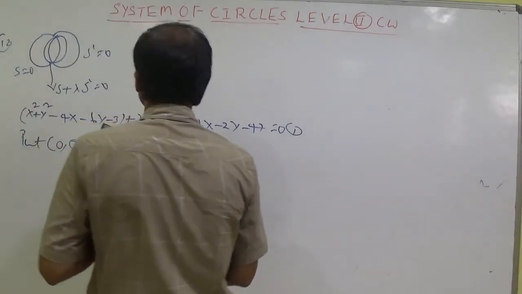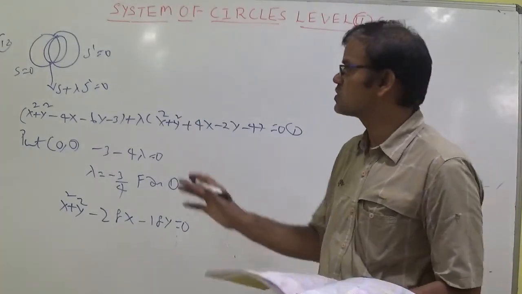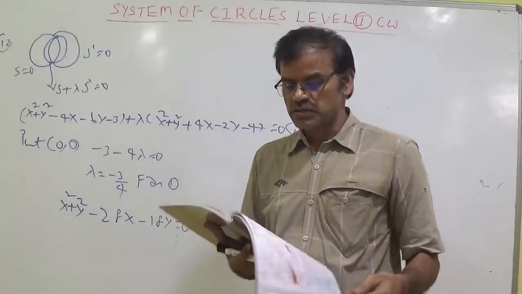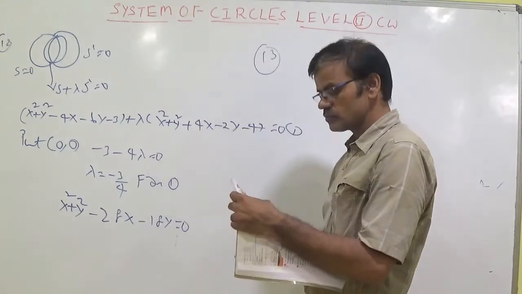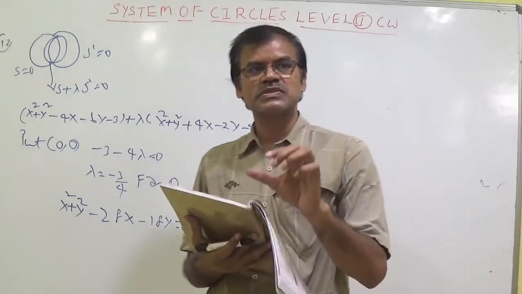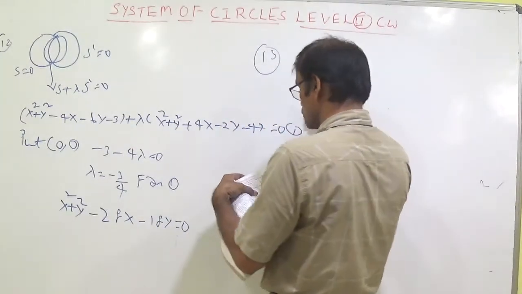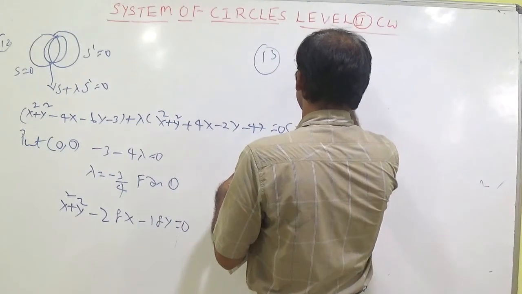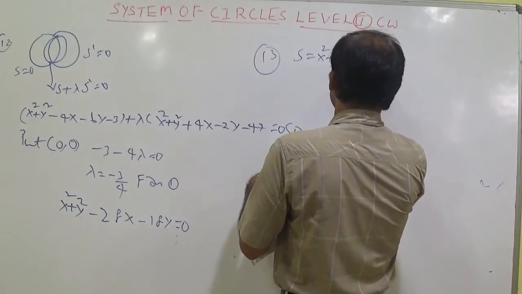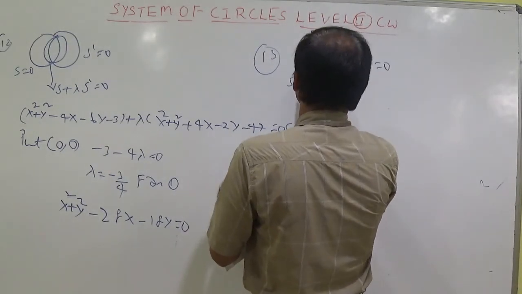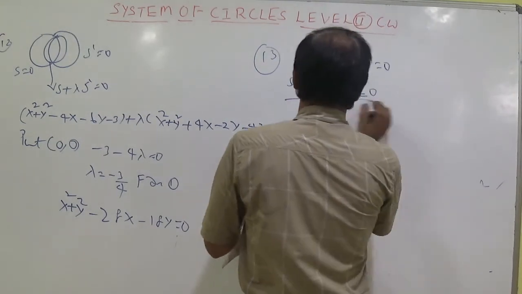So without writing in the notes, you can say this answer using the shortcut S plus lambda S dash equal to 0 concept. Now 13th question: the equation of the circle described on the common chord of the circles as diameter. Same concept, students. Let us write S: x square plus y square plus 2x equal to 0 and S dash: x square plus y square plus 2y equal to 0.